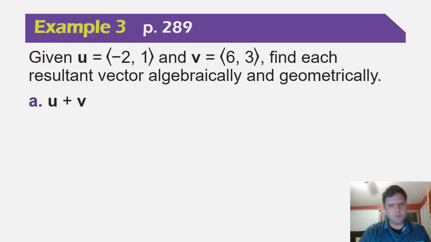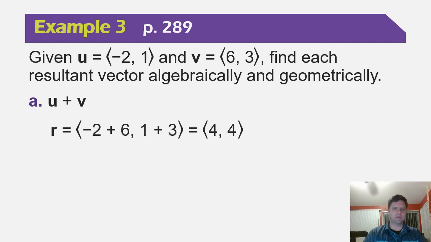All right, so given u is -1, 2, and v is 6, 3, find each resultant vector algebraically and geometrically. So if we're going to add them together, all we do is we take, again, the first ones and add those together, -2 plus 6, and we get 4. And then we take the second guys and add those together, 1 plus 3, and that equals 4. So the resultant vector is 4, 4.